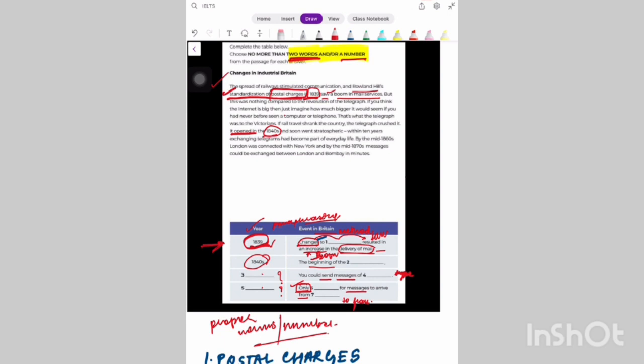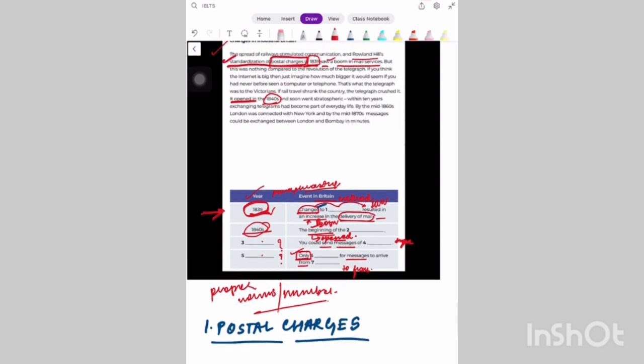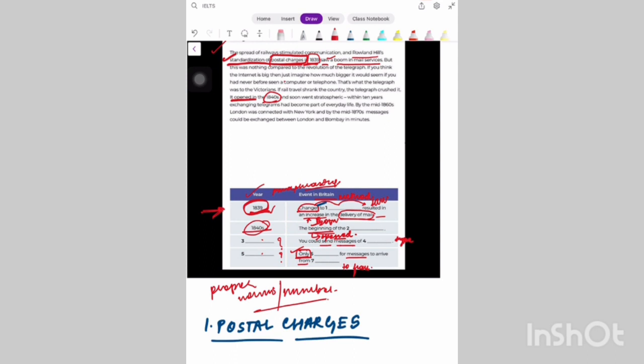Exchanging telegrams had become part of everyday life. Okay, but what are they talking about? Now opened, they said here, began; they disguised, or paraphrased, began as opened. So in 1840 something was beginning or something opened, and what was that? So in the next previous line we can finally identify the answer. If rail travel shrank the country, the telegraph crushed it.